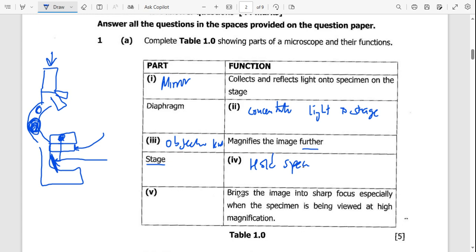What part of the microscope brings the image into sharp focus, especially when the specimen is being viewed at high magnification? That's the fine adjustment knob. Need to write the word adjustment there. The coarse adjustment knob can move this part up and down. When you have reached a point that is good, you can now be tuning so that you can view something much clearer using the fine adjustment knob.